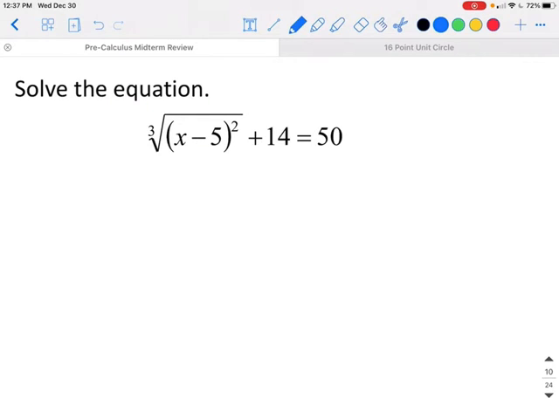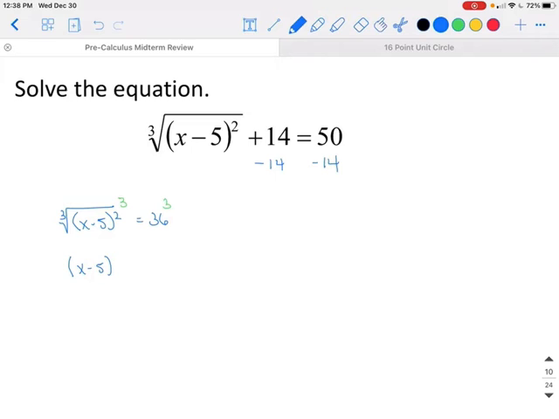We need to solve this equation. To do this, all you have to do is get the x by itself, remembering to reverse the order of operations. So the first thing we need to do is get rid of this 14, so we can subtract both sides by 14. This is going to leave us with the cube root of (x minus 5) squared is equal to 36. Now to get rid of that cube root, we can cube each side.